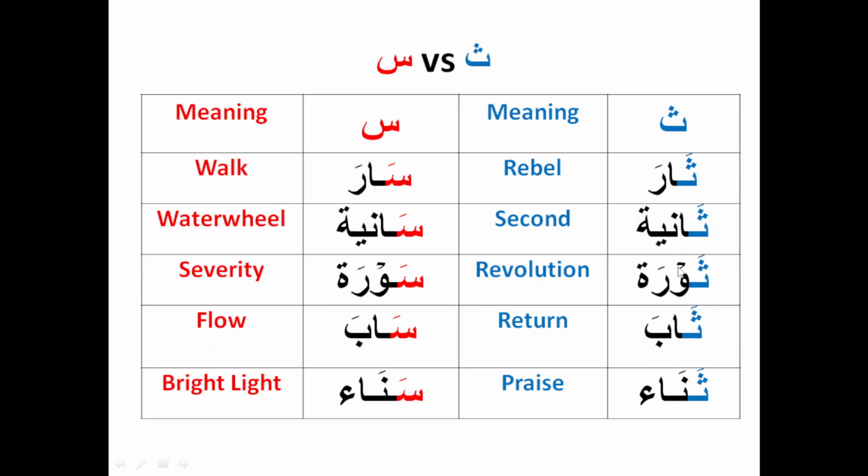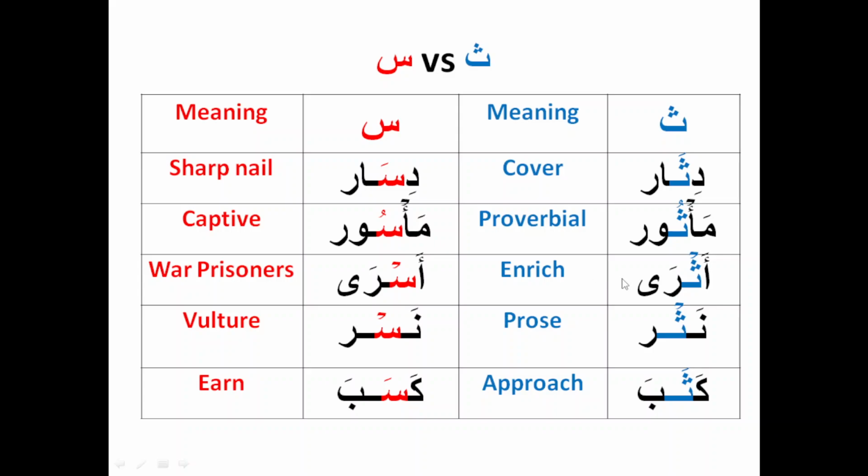Tha and sin at the start of words, initial position. Let's read. Thara, Sara, Thaniya, Saniya, Thawra, Sawra, Thaba, Saba, Thana, Sana.